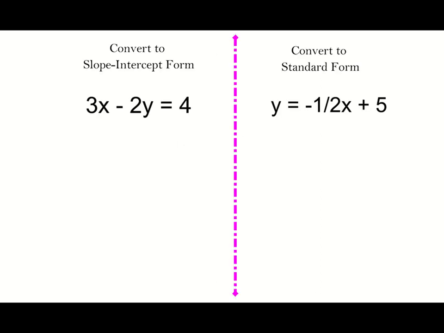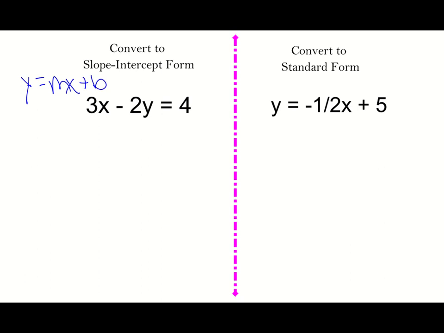The first one we're going to do, and we're only going to focus on slope-intercept form and standard form in this video, but we are going to take this equation right here that is in standard form, and I can tell it's in standard form because the x and the y are on the same side, and I am going to convert it to slope-intercept form. Now I know that slope-intercept form is going to be y equals mx plus b.